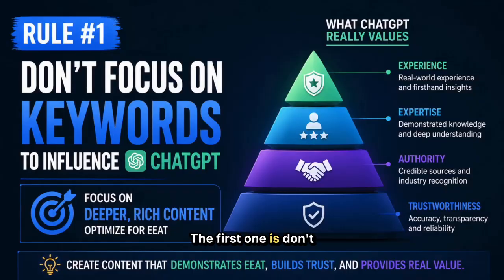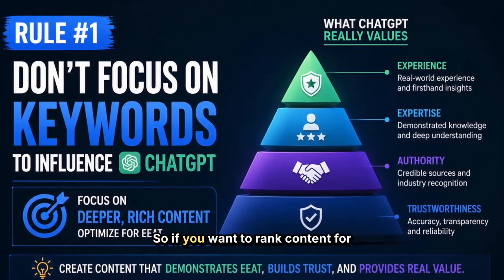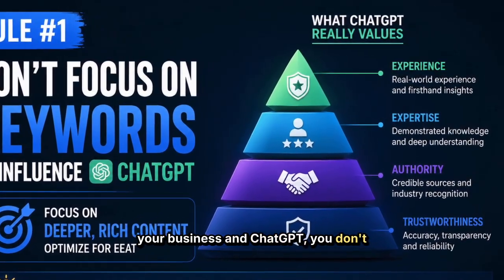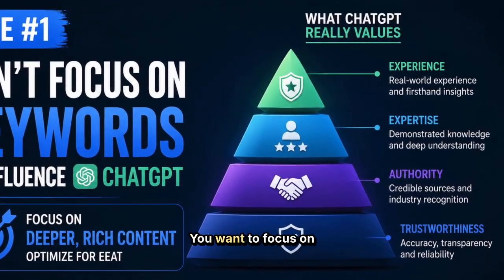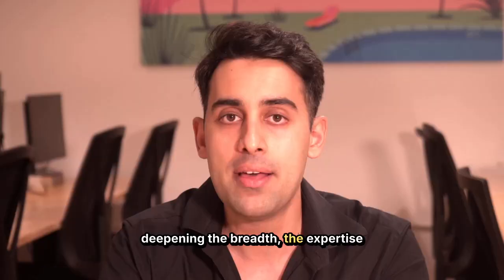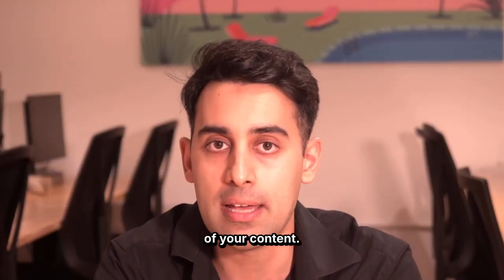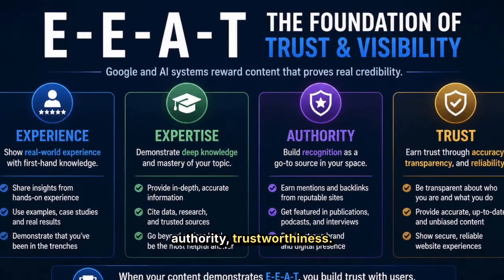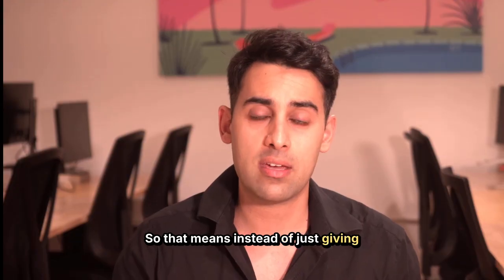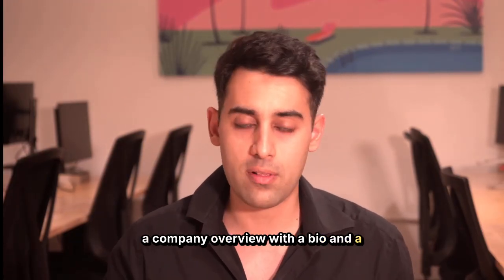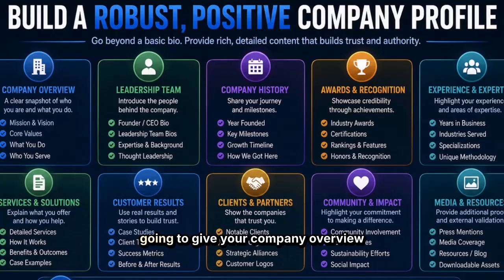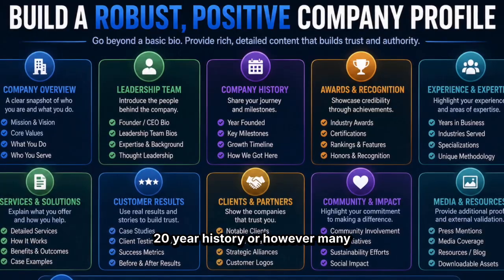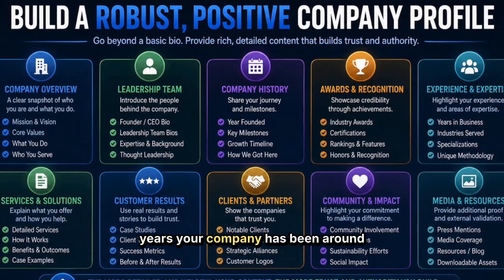The first one is don't focus around keywords. So if you want to rank content for your business in ChatGPT, you don't want to focus on only keywords. You want to focus on deepening the breadth, the expertise of your content, okay? Experience, engagement, authority, trustworthiness. So that means instead of just giving a company overview with a bio and a philosophy, for example, you're going to give your company overview with a bio and a philosophy and a 20-year history, or however many years your company has been around for.